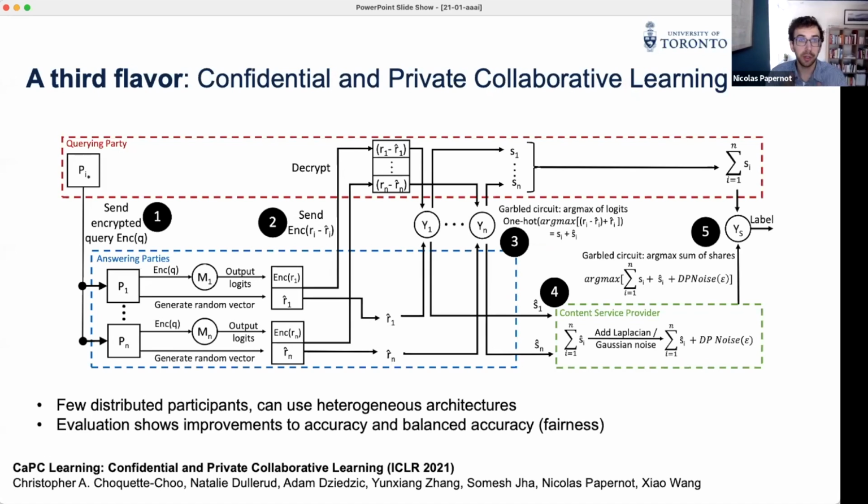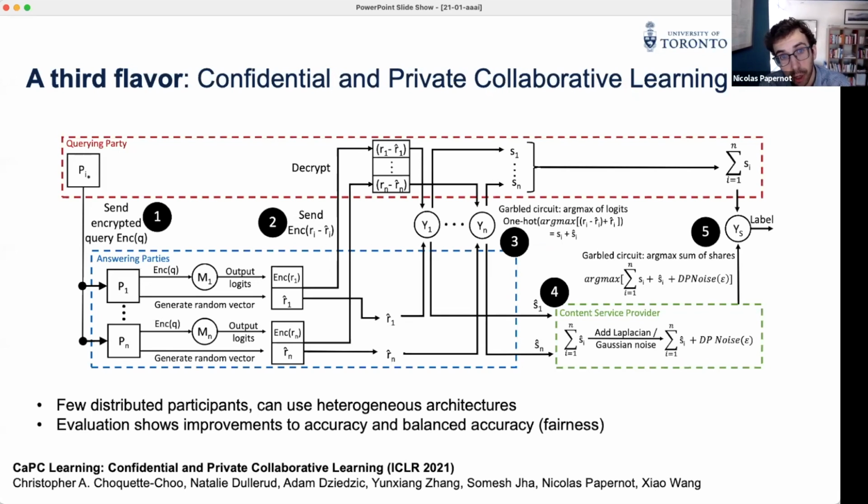And so what you can see here is that the querying party receives the label that the ensemble of teachers predicted. But what's interesting is that the querying party did not have to release their input to the answering parties. The querying party did not see the models that the answering parties are using.